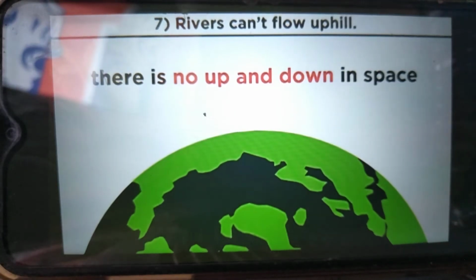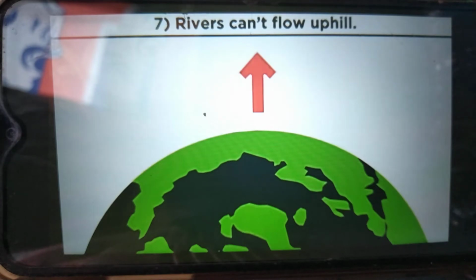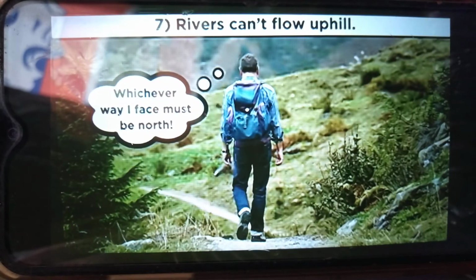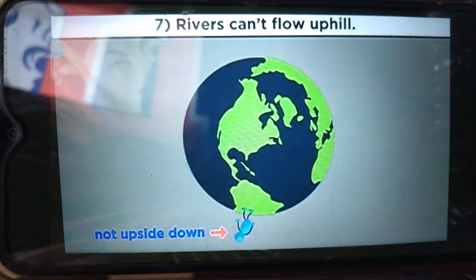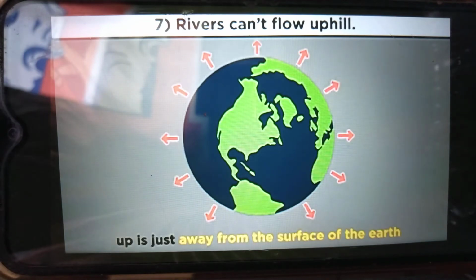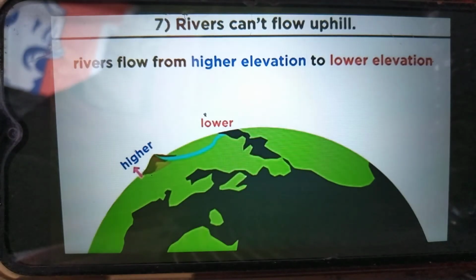Listen up. There is no up and down in space. This is not up. This is not down. To believe so would be as dumb as thinking that on Earth, whichever way you happen to be facing is north. No one on Earth is upside down or on their side. Up on Earth is away from the surface of the Earth, no matter where you are on the Earth. Rivers flow from higher elevation to lower elevation, which is a measure of how far away you are from the surface of the Earth. This has nothing to do with flowing in any particular direction along the surface.